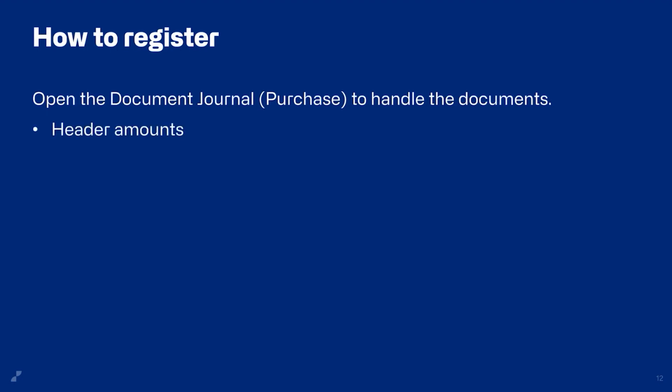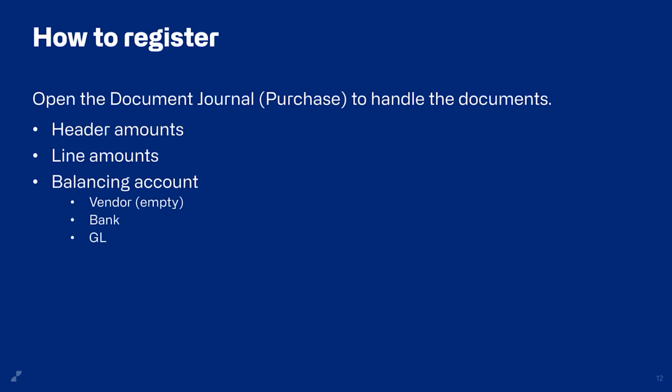We can, as mentioned earlier, recognize and handle header amounts if you want that only. We could also recognize line amounts and have those recognized lines created as individual journal lines in my purchase journal. You only need the advanced capture module in order to recognize those lines.